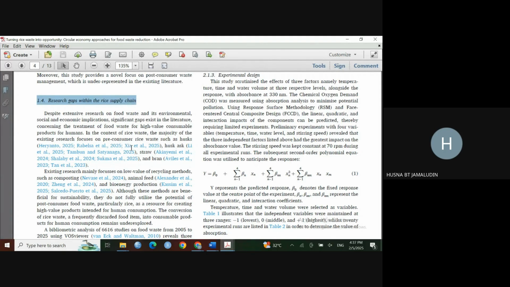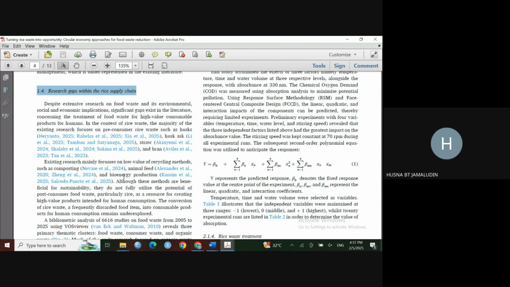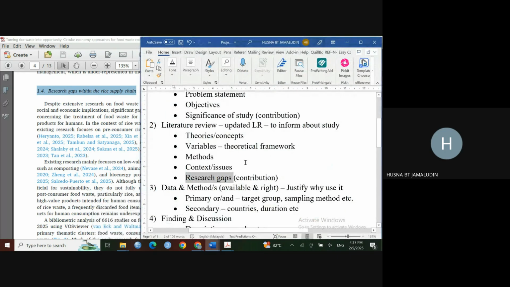So there are many studies done on the rice supply chain, but there are many missing things here that I found out. Okay, so you have to highlight it so that people know, oh, she has the significance of study to show her contribution. At the same time, she can also highlight the research gap to show the significance of the study, a different angle to show how much value she can add to the existing literature. So it will tell them, oh, this paper is very significant. Okay, then done with that.